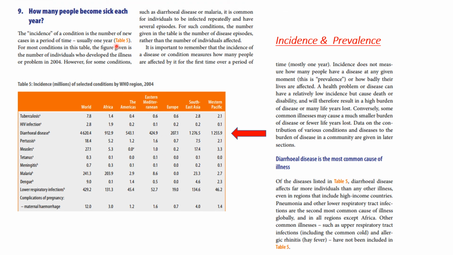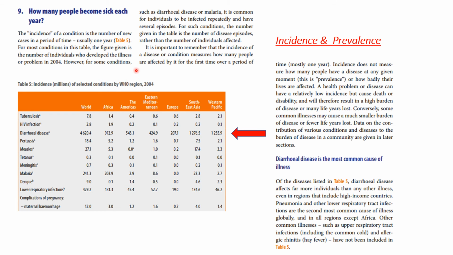Now we're going to turn our attention to prevalence, and this is addressing the issue of how many people become sick each year. And we're going to be talking about the difference between prevalence and incidence. The incidence of a condition is the number of new cases in a period of time, usually 1 year. For most conditions in this table, the figure is given as the number of individuals who developed the illness or problem, and this was in the calendar year 2004.